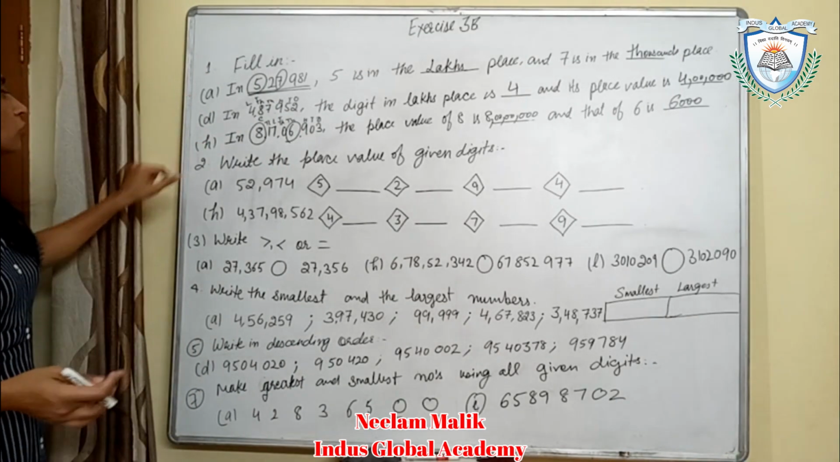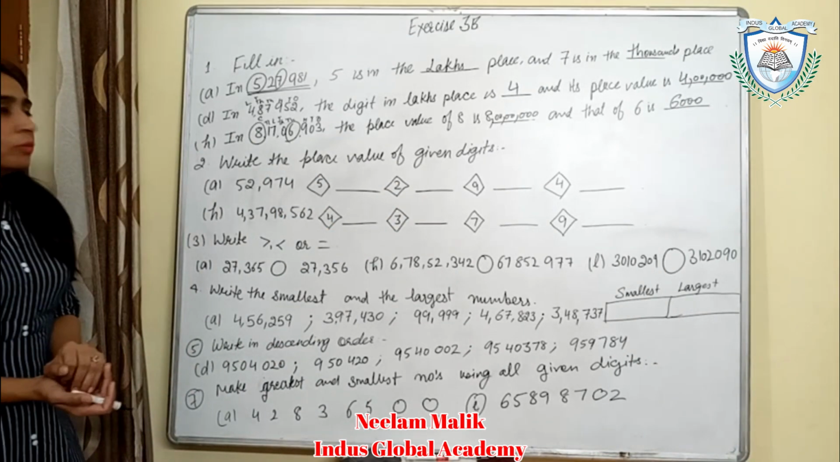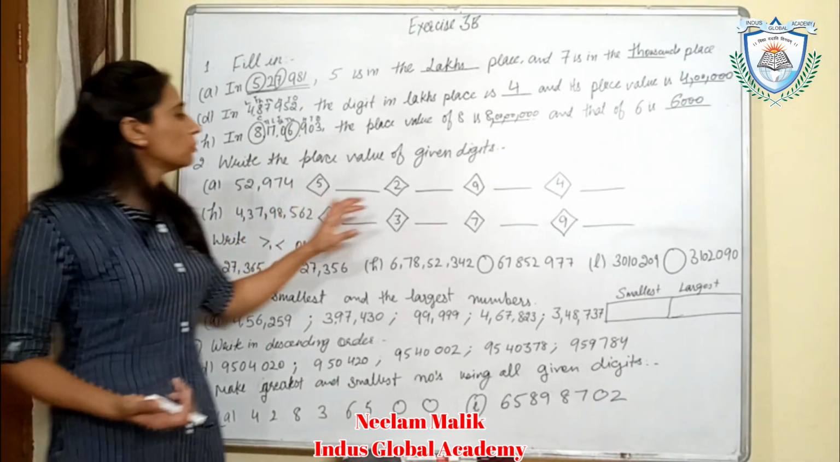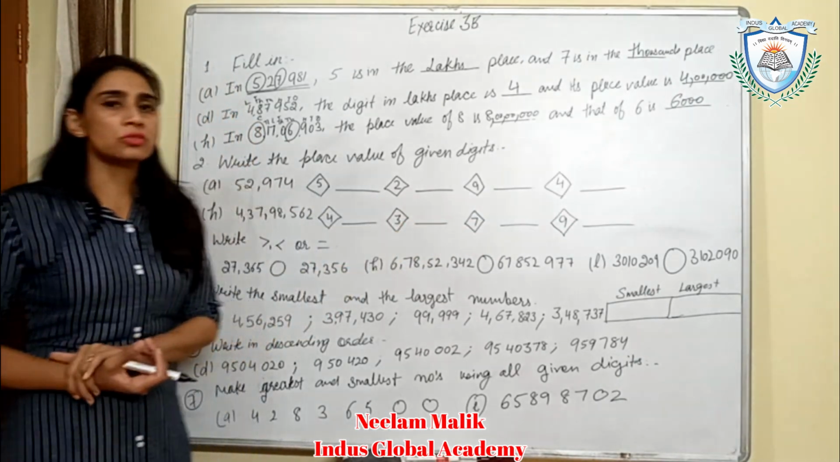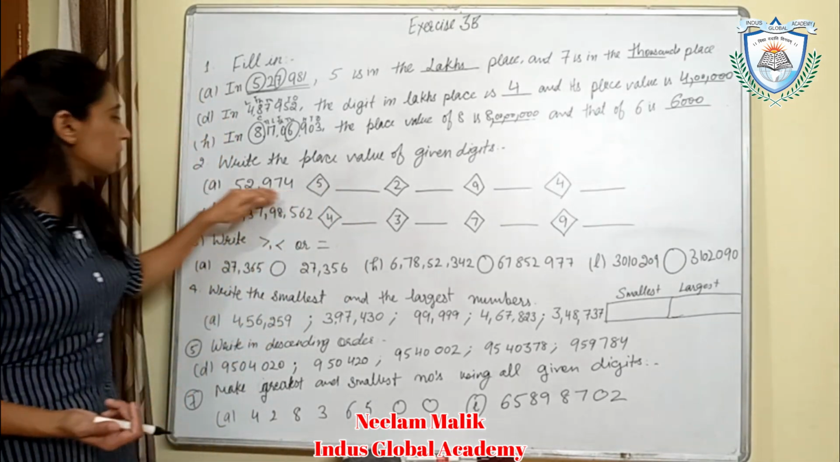Remaining you will do by your own. Question number 2. Write the place value of given digit. Here few numbers are given in the question number 2 and some numbers are there in the boxes. So we have to tell the place value of these digits in the given numbers.